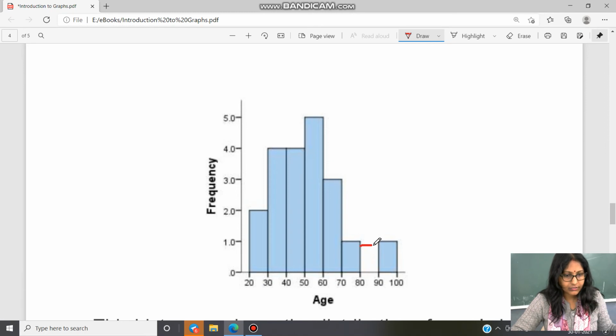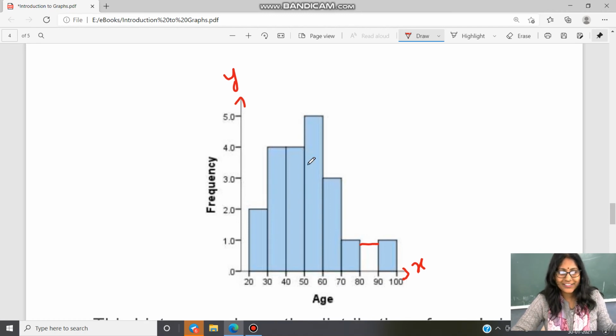This is our y-axis. It is our x-axis. In this graph, we are representing age and frequencies. And the height of the histogram bar represents the frequency of the class interval.